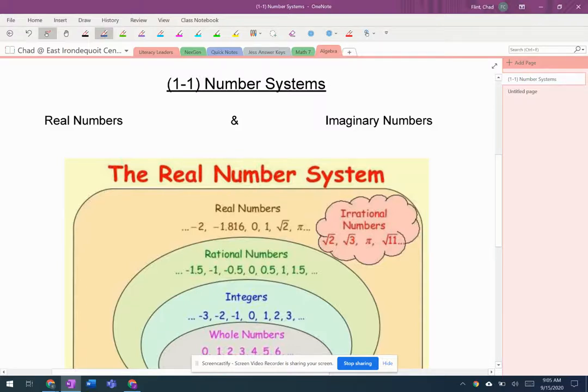All right, so today we're going to look at our first lesson. This is 1-1, Unit 1, Lesson 1. That's what the 1-1 stands for. And this is about number systems.